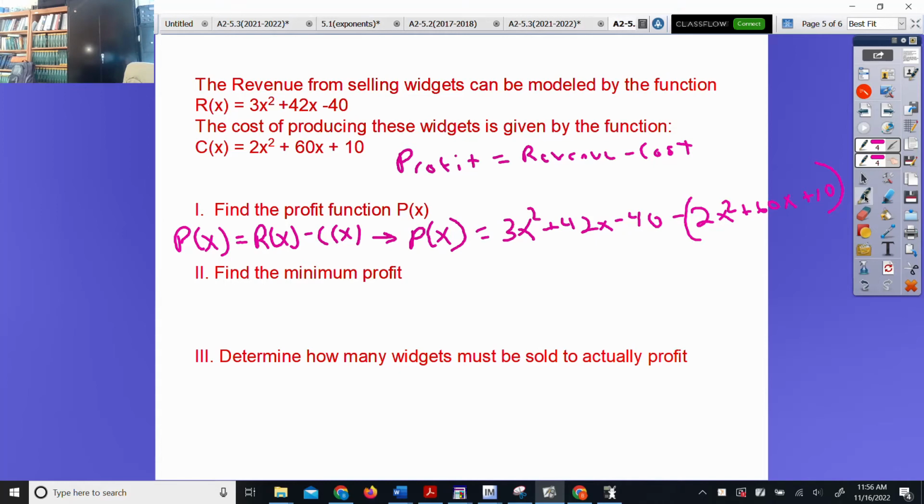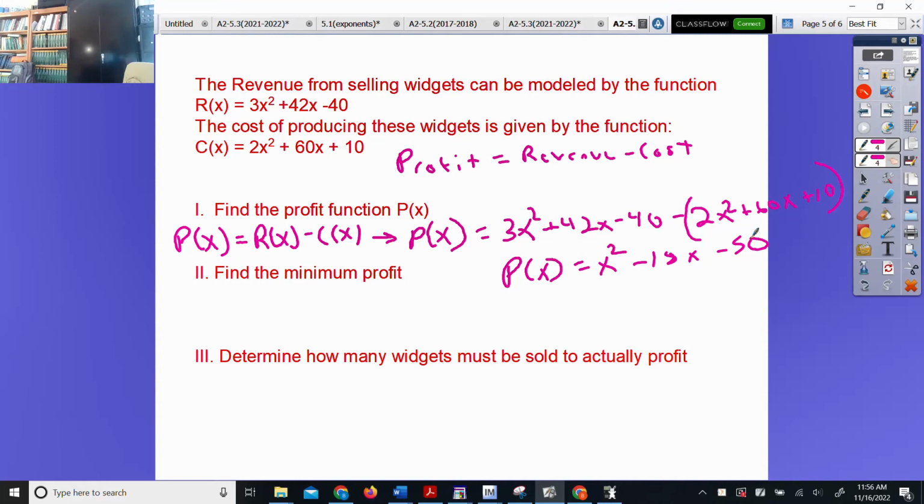All right, clean it up. You've got a 3x squared, take away a 2x squared, that's an x squared. How about 42x, take away 60x? Negative 18x. And then you've got a negative 40, take away 10. Negative 50. Part 2 is to find the minimum profit. We're going to do this by hand first. Then we'll use a TI-84 to do it.